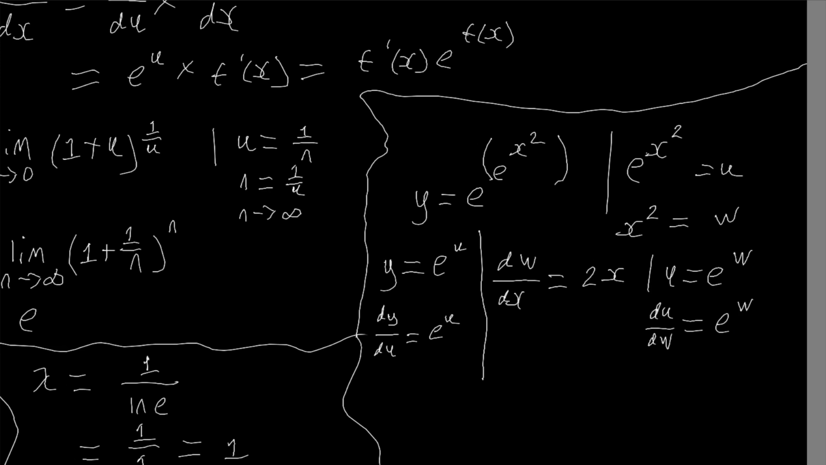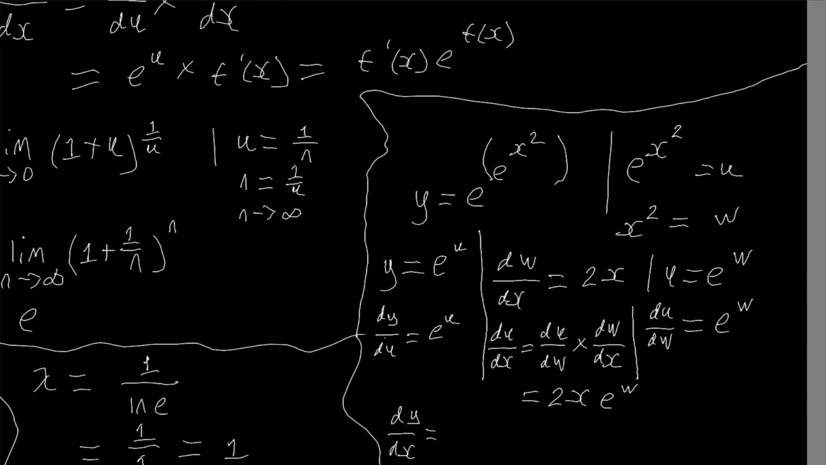From here, we can find du over dx using the chain rule. Du over dx is going to be equal to du over dw multiplied by dw over dx. And this, of course, will be equal to 2x multiplied by e to the w. And now that we have du over dx as well as dy over du, we can use both of these to find our derivative of y with respect to x, which is going to, of course, be dy over du multiplied by du over dx, which is going to be e to the u times 2x times e to the w.